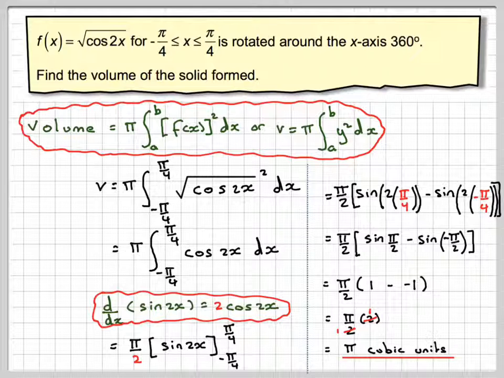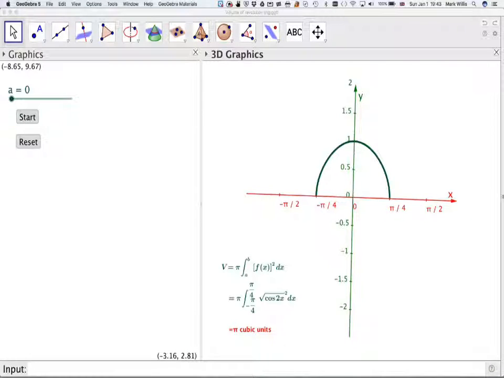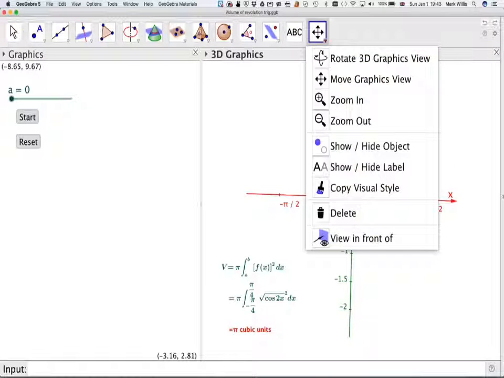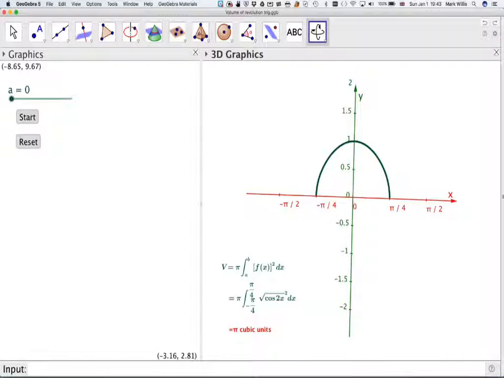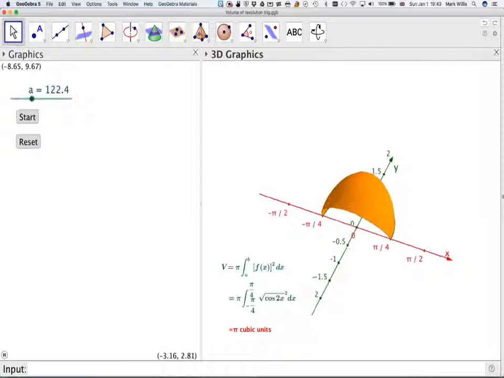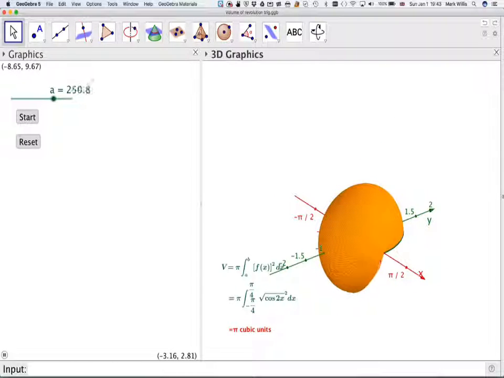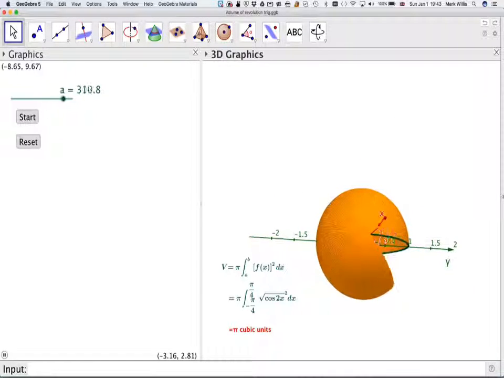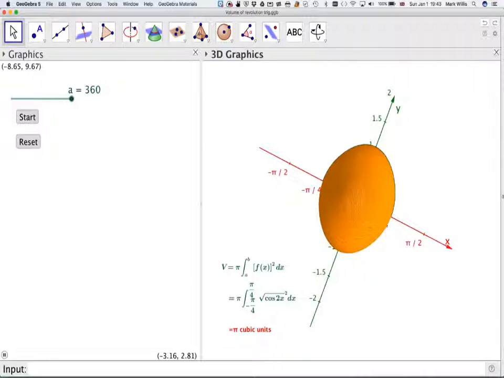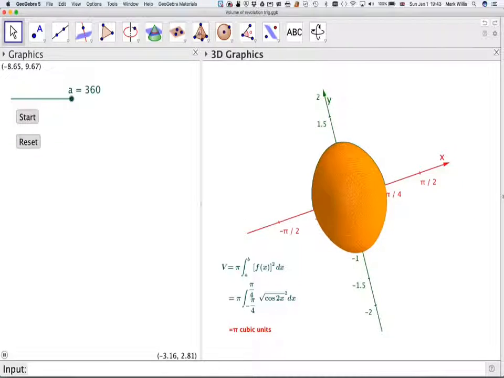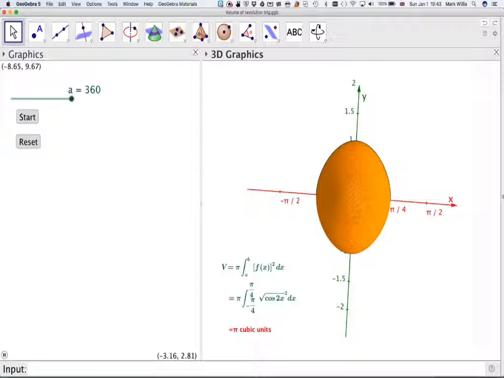Now we can look at what this integral actually looks like. If we go to my computer here, and let's choose a rotating view, and we'll just start the function on, you can see what happens as we go around, that it actually rotates around the axis. We get our shape here looking like that, and it's sort of an oval ball. That's what the volume of revolution looks like.